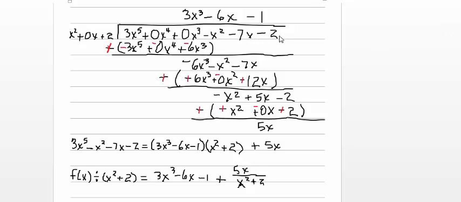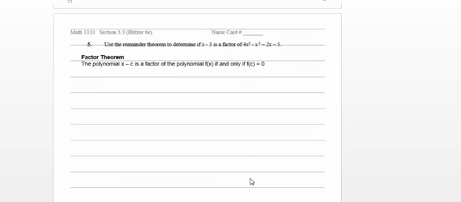All right, and notice that the divisor multiplied by the quotient plus the remainder gives me the dividend. And notice that that is the equation that results from the division algorithm.